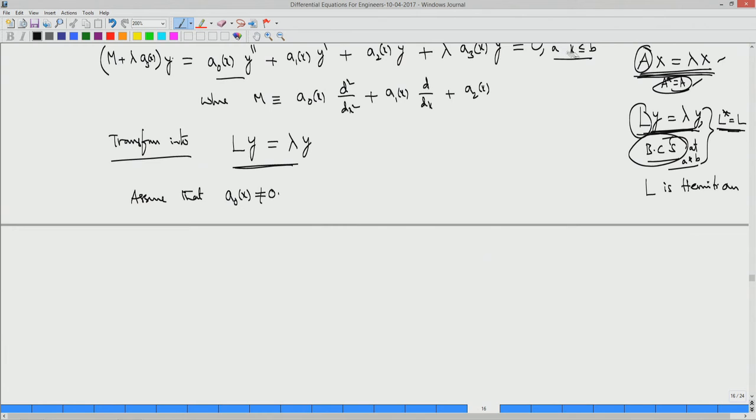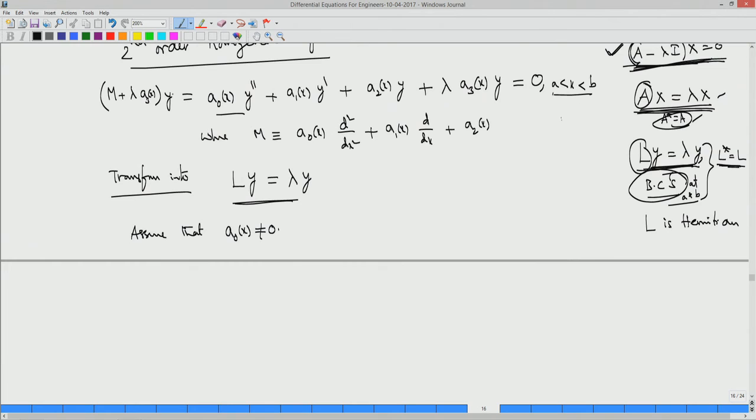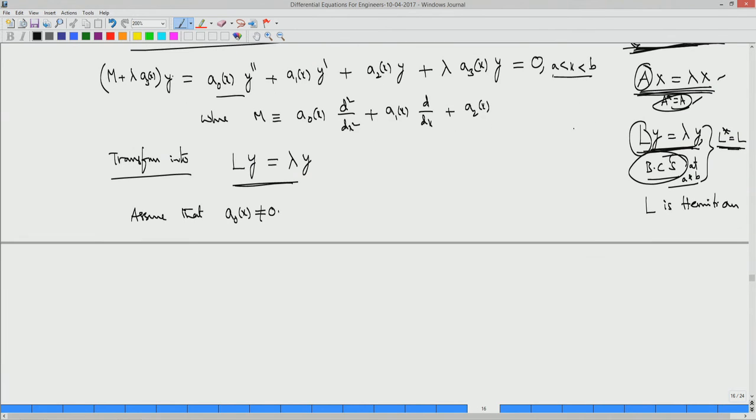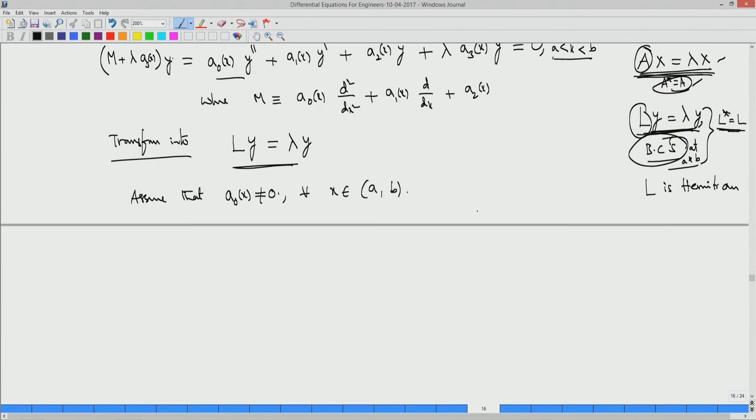It can be that at a and b you may have a0(x) equal to 0. So the domain I always consider as an open interval, okay. So I assume that this is true for every x in the open interval a to b. Then I can divide by a0. If you do that, y double dash plus a1 by a0 y dash plus a2 by a0 y plus lambda a3 by a0 y equal to 0.